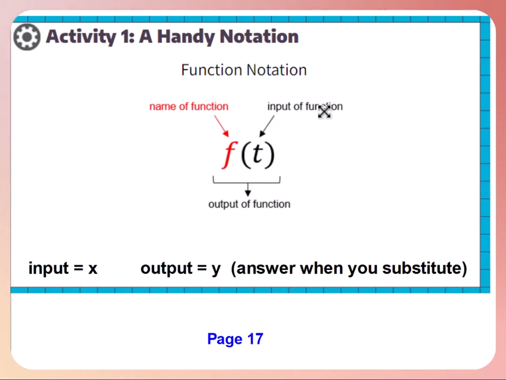What's inside the parentheses is the input of the function. That's what we put into, if we've got an equal sign, into that expression on the right-hand side of the equal sign to do the math and to get an output or an answer. All right, again, input is our X, output is our Y, or our answer when we substitute in our input.